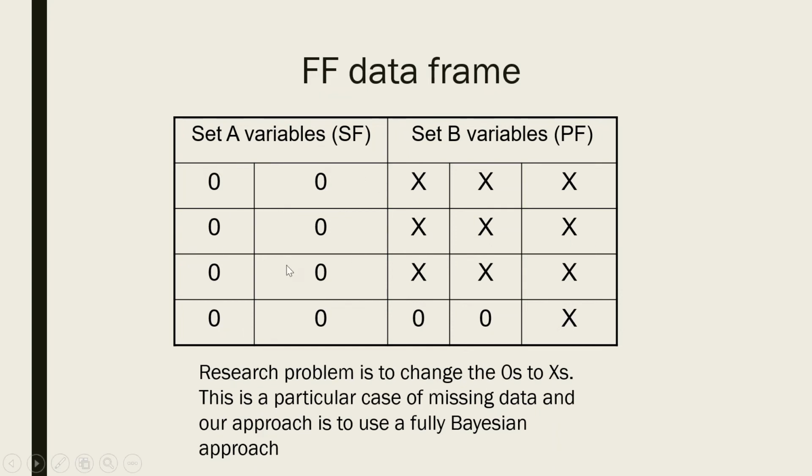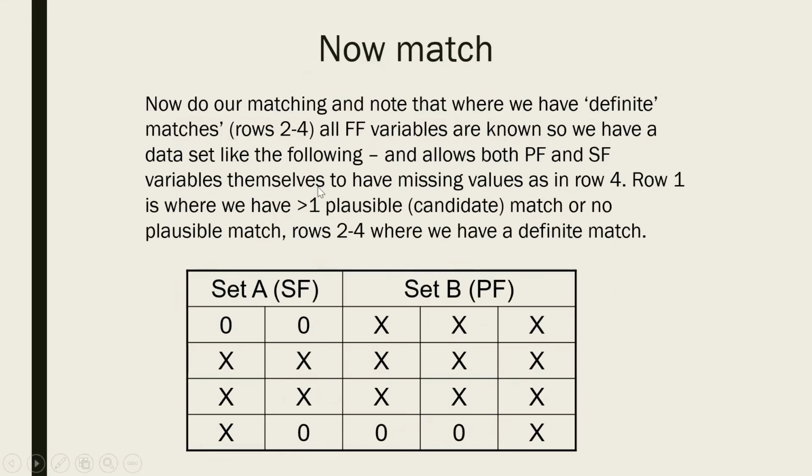They're all zeros initially. So the research problem is to change the zeros, the noughts, to the x's. And I hope you can see, and I'll illustrate in a minute, this is a particular case of missing data, and modern ways of handling missing data are essentially based on a Bayesian model that I will attempt to describe a little bit. So let's now do some matching.